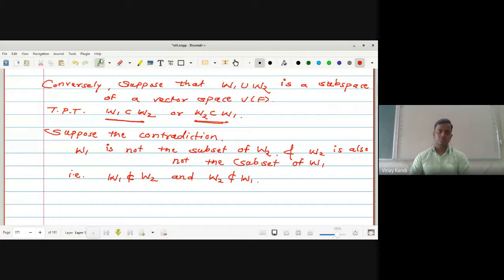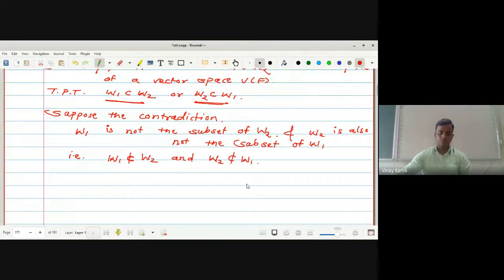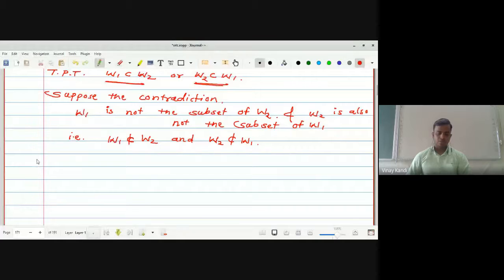Wait a minute. In the symbolic form, we can write W1 is not contained in W2 and W2 is not contained in W1. Okay, now look here. Now, W1 is not contained in W2. So this implies there exists an element U belongs to W1 such that U is not an element of W2.